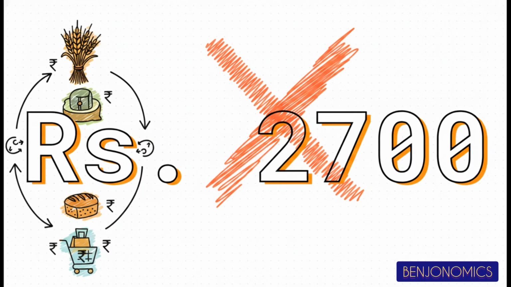But here is the trap. That 2,700 rupees is a massively inflated, totally fake number. Why? Well, because the value of the farmer's wheat was just counted 4 times. The miller's services were counted 3 times. We are literally just looping the exact same value over and over again.